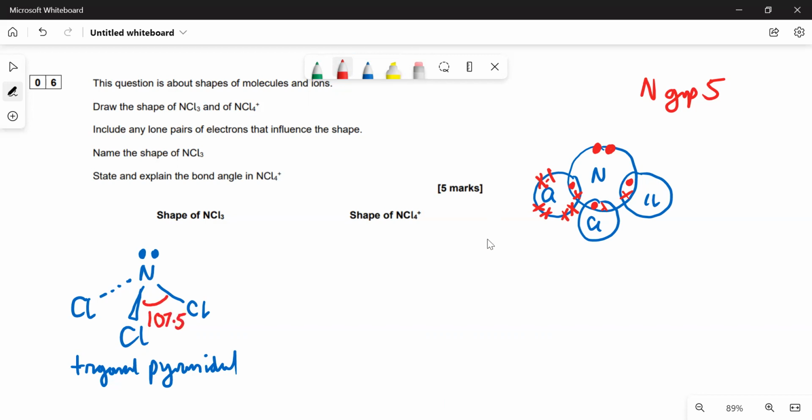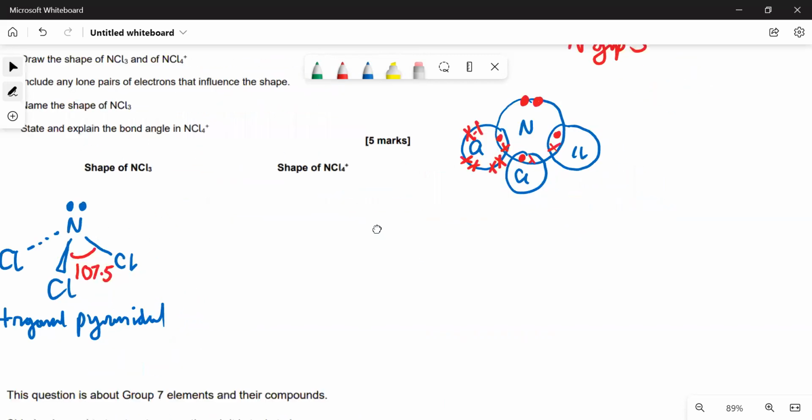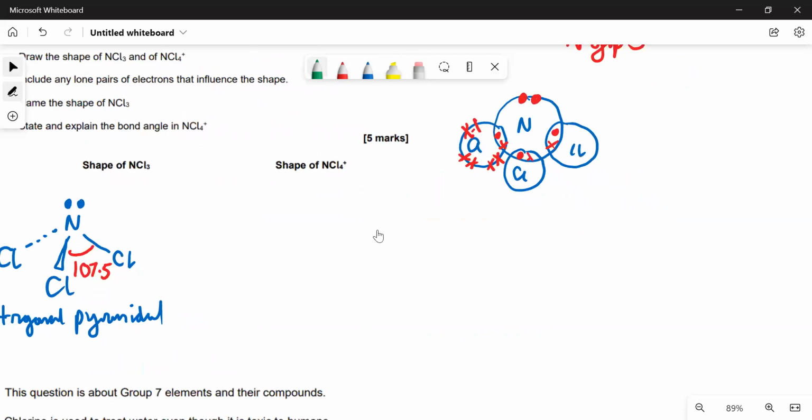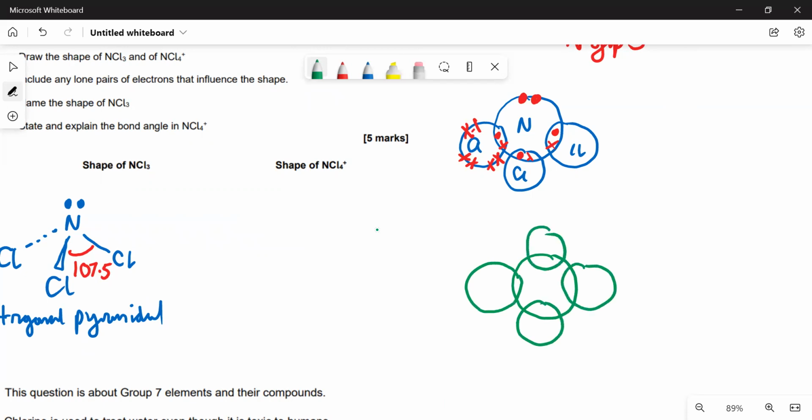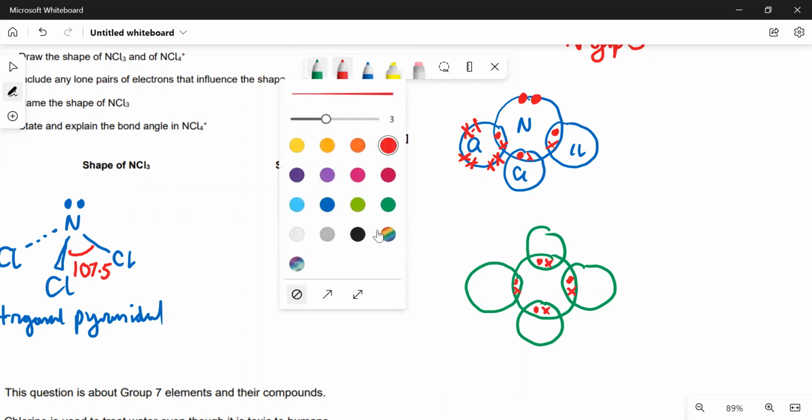Okay, so again, I'm going to draw a dot cross diagram. Right, so I'll do it in a different color here. So we're going to have nitrogen, 4 chlorines around it this time. We're going to have single bonds here, so dot and a cross, dot and a cross, dot and a cross, dot and a cross. I'm not going to draw my chlorines' electrons there, but each one's got 7.